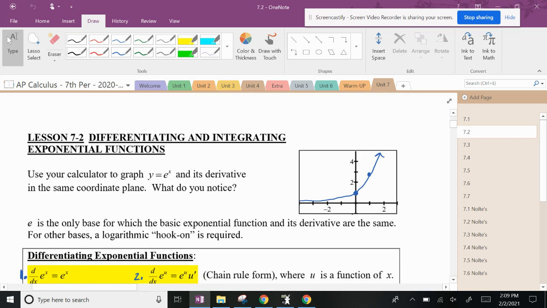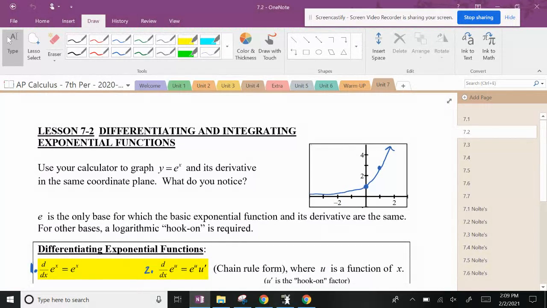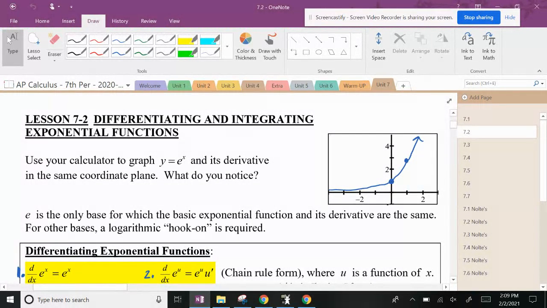Okay, so 7.1 was working with exponential functions. So 7.2, since we're in calculus, is going to be deriving them and then integrating them. They start by showing you this graph, and it's an interesting idea. They give you e to the x, so that is the equation that I drew there. That exponential equation.